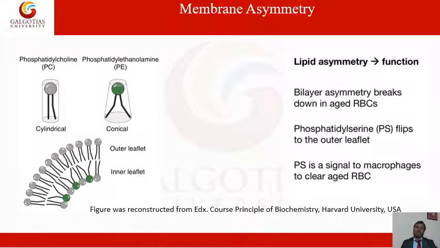Apart from the phosphatidylcholine and phosphatidylethanolamine, another molecule is called phosphatidylserine. Phosphatidylserine is present in the inner surface of the cell membrane, and it can flip from the inner to the outer surface, and such type of movement is called flip-flop movement. So flip-flop movement is another important property of the fluid mosaic model. Phosphatidylserine is a signal to the macrophage to clear the aged RBC. So many properties of the cell membrane can be explained with the help of the fluid mosaic model.